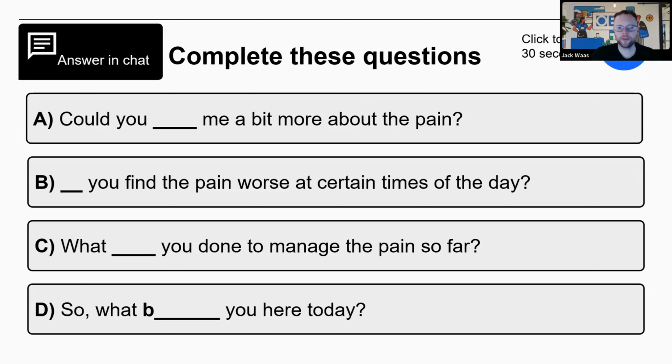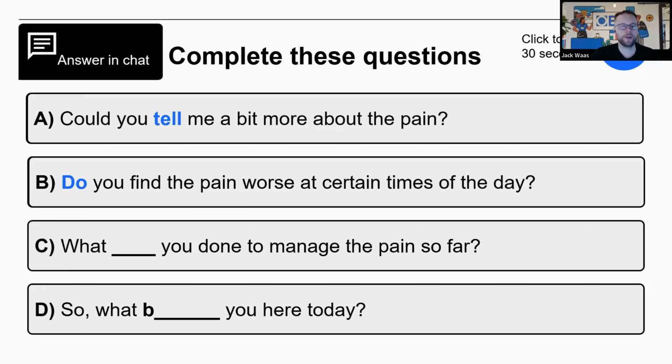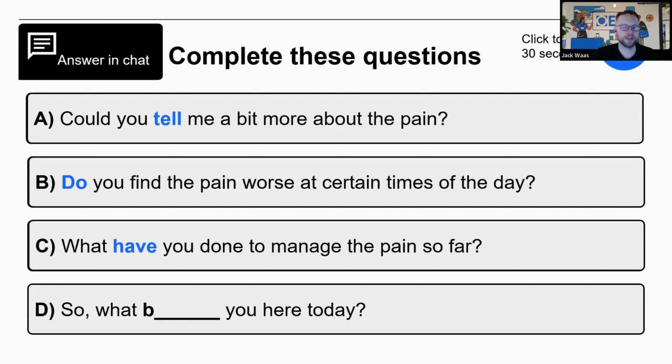All right, so let's go through these. Can you tell me a bit more about your pain? Do you find the pain worse at certain times of the day? What have you done to manage the pain so far? So what brings you here today? All of these are different ways that you can answer this question, okay? There are different types of questions that you could use.